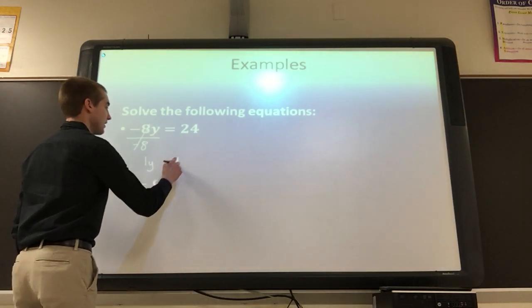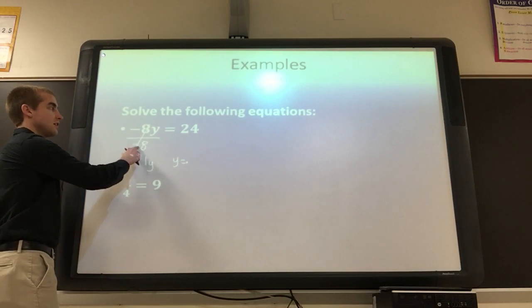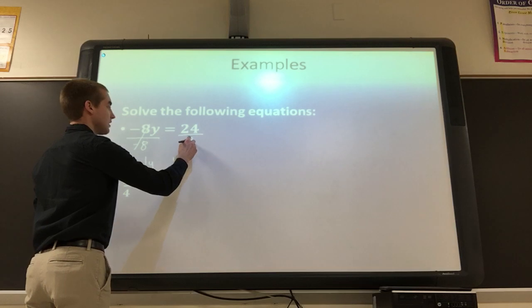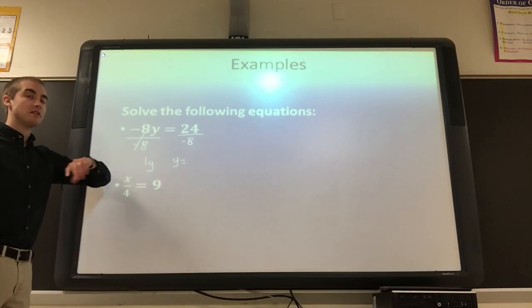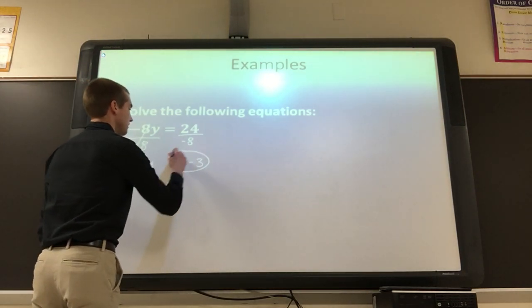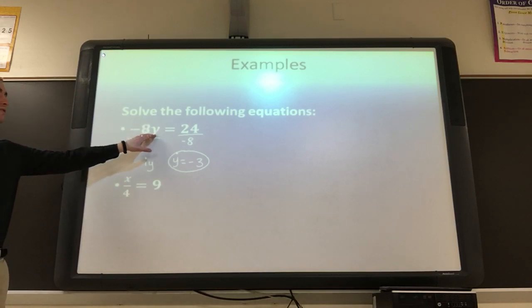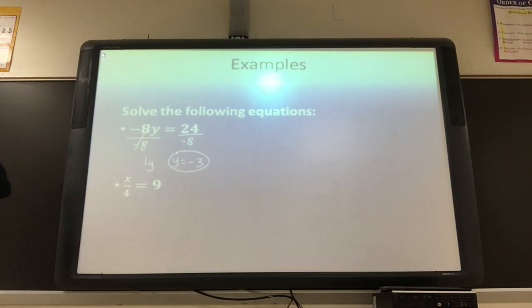Okay, so just y equals, if I divided by negative 8 on the left-hand side, I've got to divide by negative 8 on the right-hand side as well. 24 divided by negative 8 is going to get me negative 3. Negative 3. And if I plugged in negative 3, negative 8 times negative 3 does get me positive 24. Okay? So now let's look at our next one.